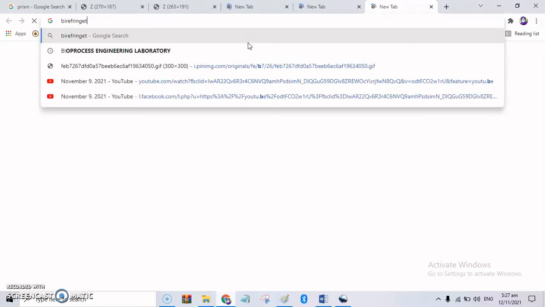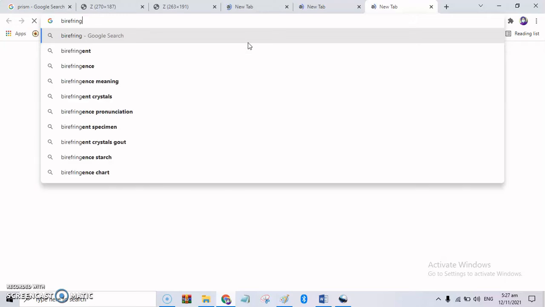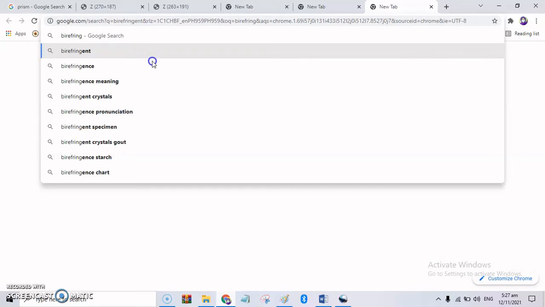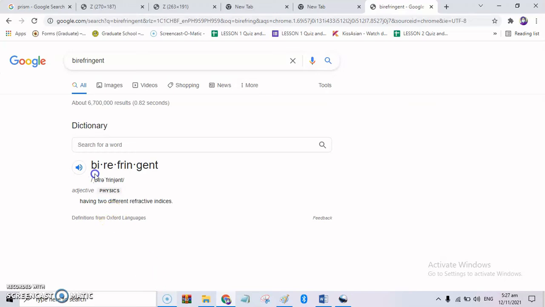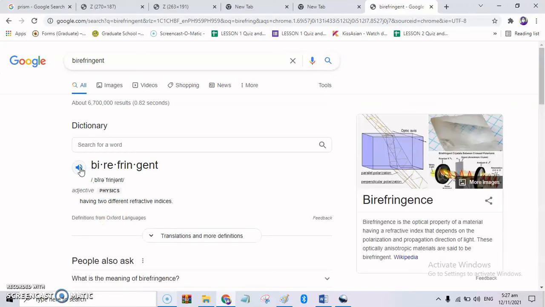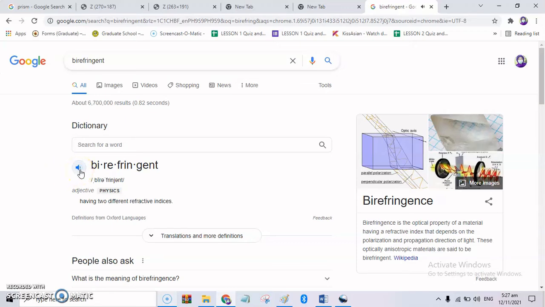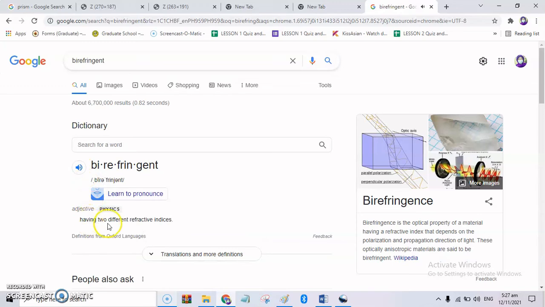Spelling. Birefringent. How do you pronounce it? Birefringent. Okay. So, having two different refractive indices. Birefringent is having two refractive indices.